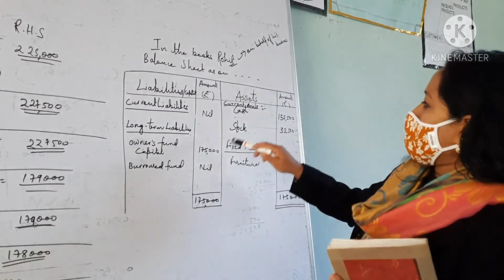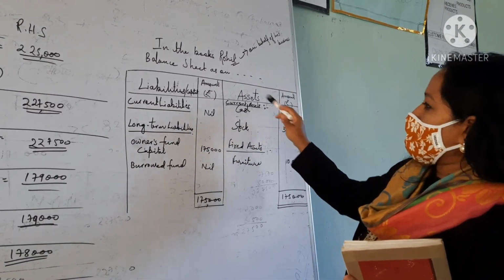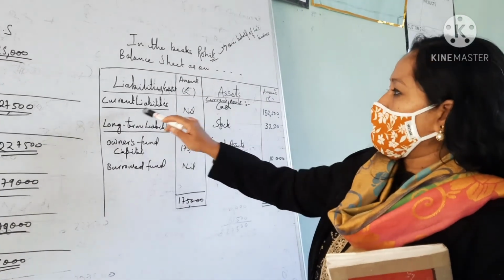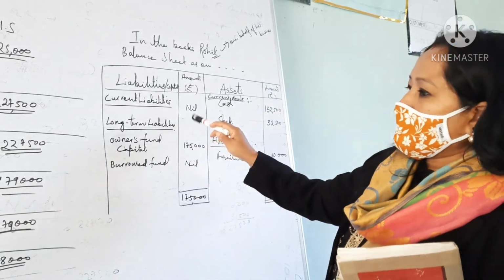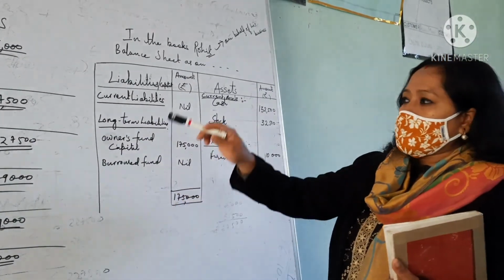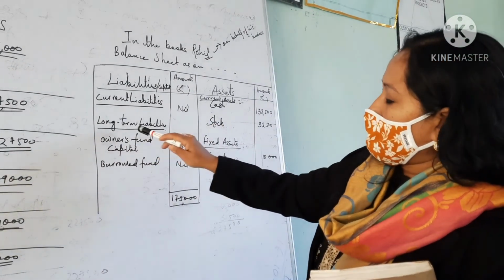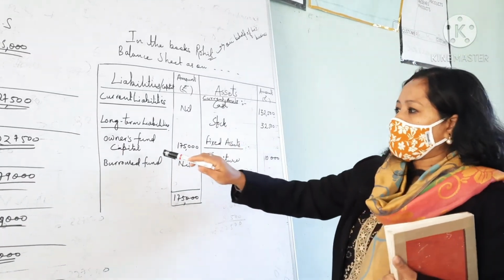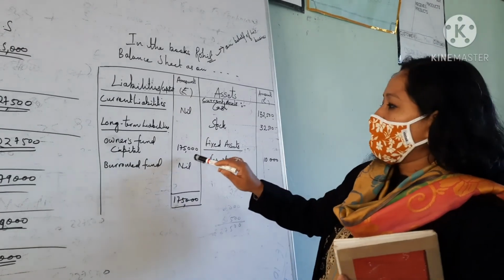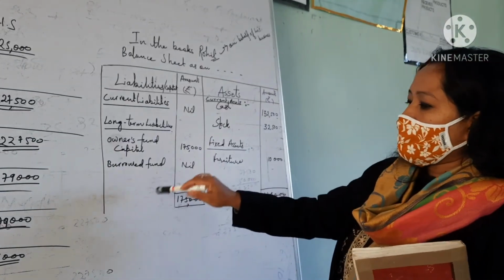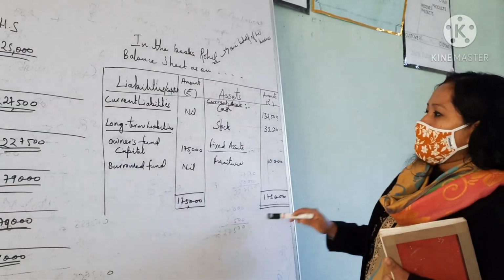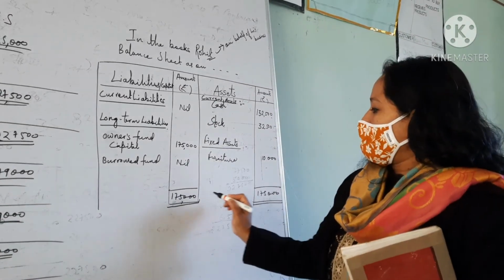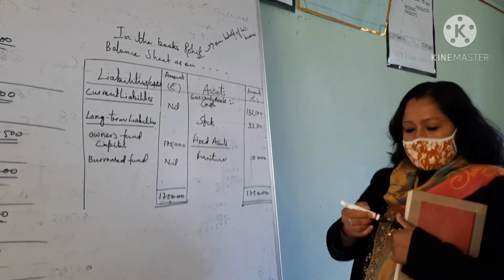Before we write anything, see, current assets have a proportional relation with the liabilities. So I have written current liabilities, which is nil out here. If there would be some current liabilities, we would have written them out here. Then under the head long-term liabilities, we have written owner's fund, that is capital, and the amount is 1,75,000. Like this way, borrowed fund is nil out here. So this is how we can make the balance sheet with the help of the accounting equation. Okay.